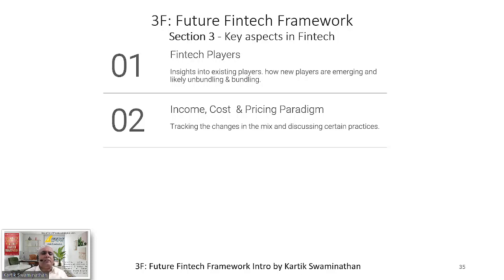Let me give a small instance, right? So the digital ecosystem, one of the core underlying with respect to a income, cost and pricing paradigm, one core trend is everything is moving from capex to opex, right? So you don't need a high upfront cost. You remember I just in the first point in fintech players I talked about buy now pay later.